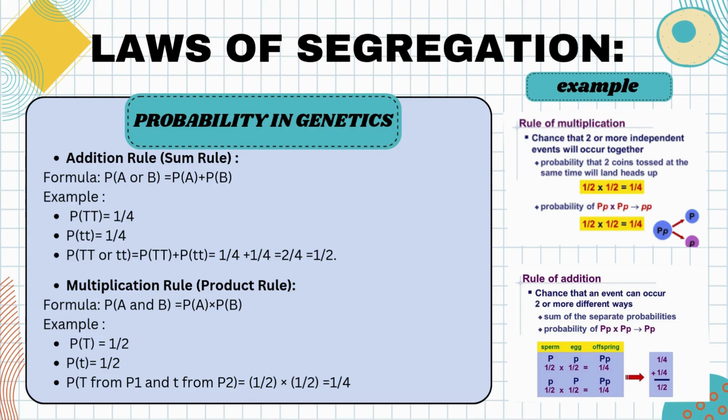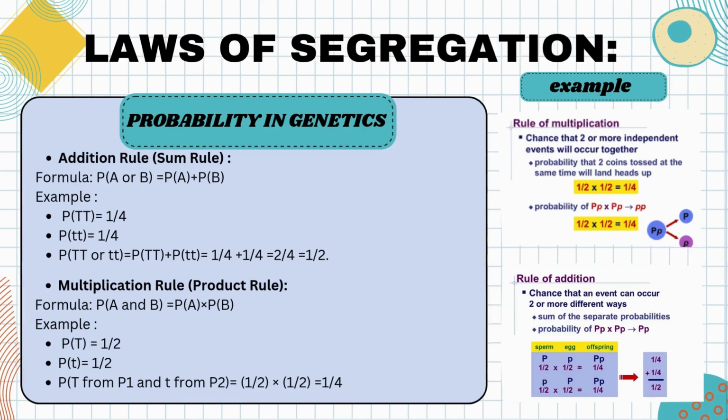There are two main rules we use here, the addition rule and the multiplication rule. First, the addition rule. This is used when we want the probability of either one event or another occurring. Then, we have the multiplication rule, which we use when we want to know the probability of both events happening together.